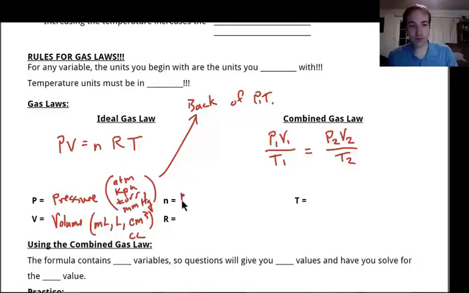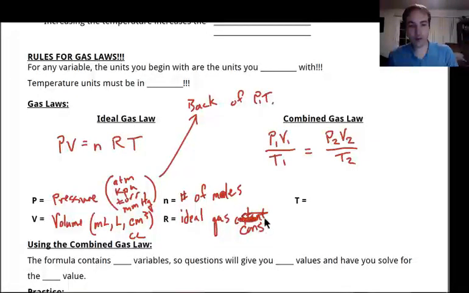N stands for number of moles, and those units are obviously moles, so we don't really need to go over those. R is weird. It's actually a number. It's called the ideal gas constant, and it has a value that is constant.